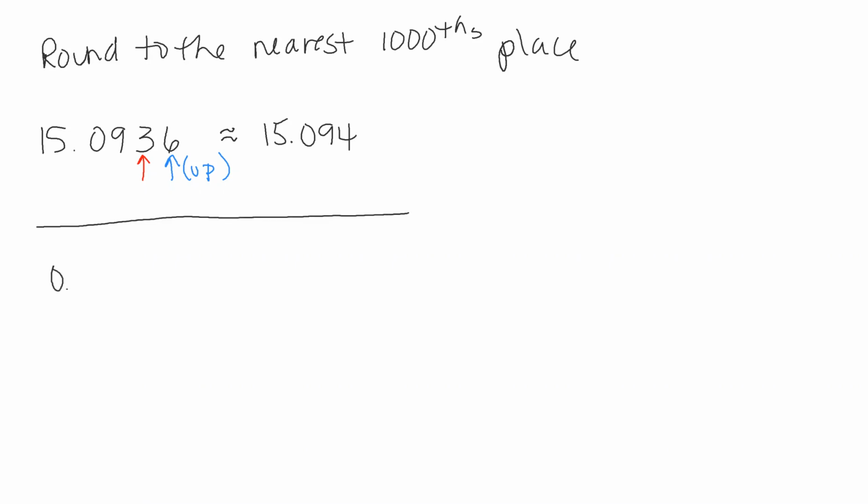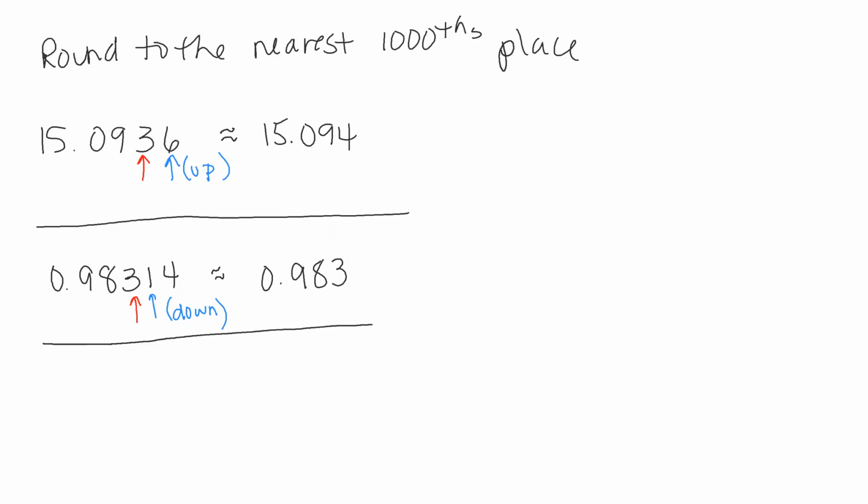What if I have 0.98314? Now we're rounding to the thousandths place. So again, we're looking at the 3. We look 1 digit to the right of that, and we have a 1. That tells us to round down. That means I leave the rounding digit alone, so the 3 stays a 3. And then I chop off everything after that.